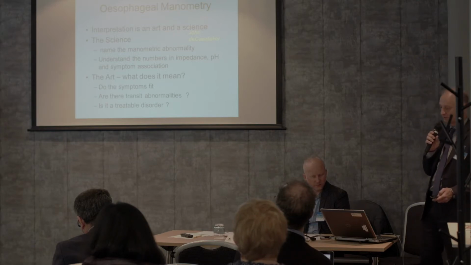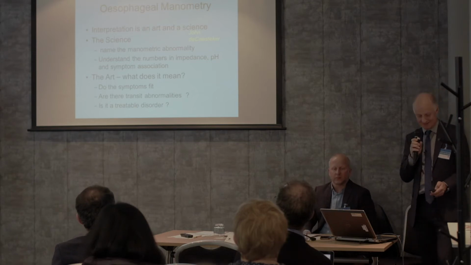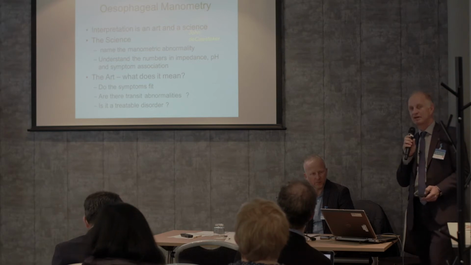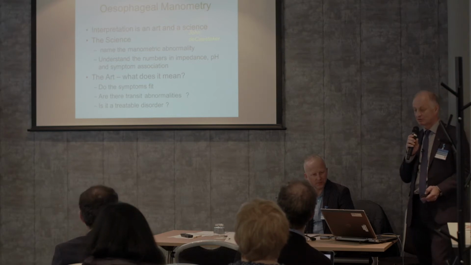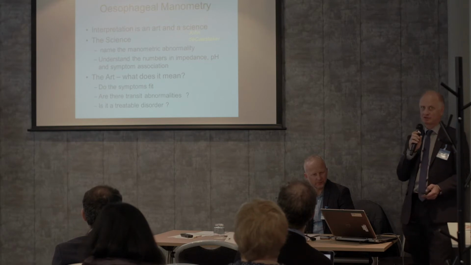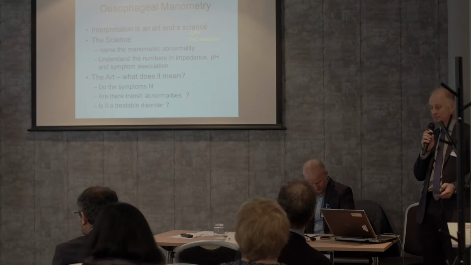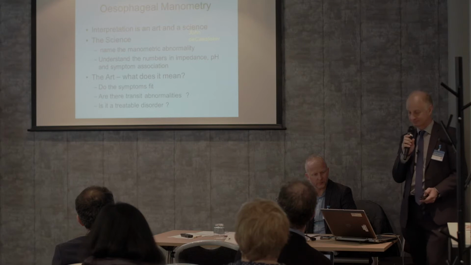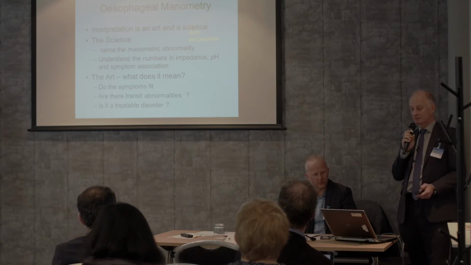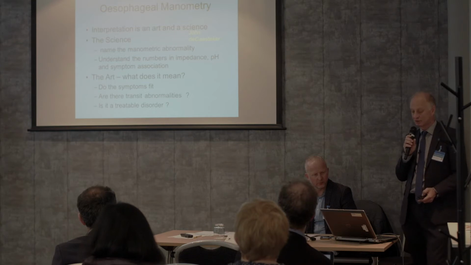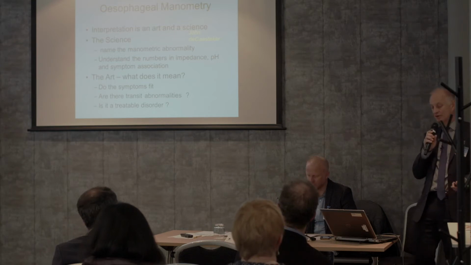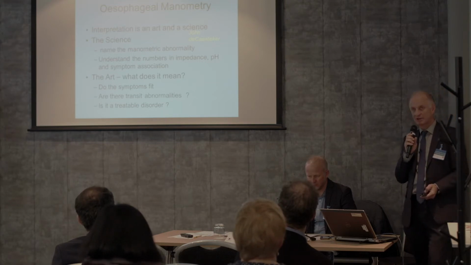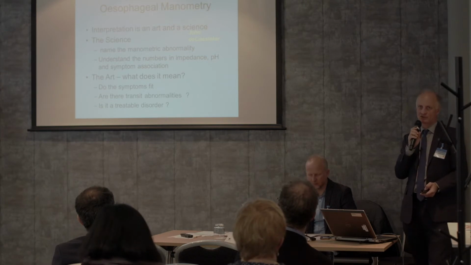And the interpretation of manometry is an art and a science, and this is a quote I say from a physician friend of mine called John DeCasticker. The science is naming the manometric abnormality and also understanding the numbers, because there's an awful lot of numbers in those reports of impedance, pH monitoring and symptom association. And the art is, what does it actually mean? And it's really important to understand if what you found in the science fits the symptoms, and then if those symptoms are there, are they transit abnormalities, and is it a treatable disorder, particularly with manometric findings. Sometimes we find something, but there's nothing much we can do about it.